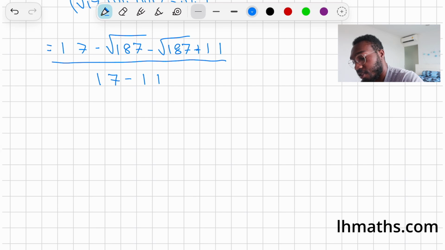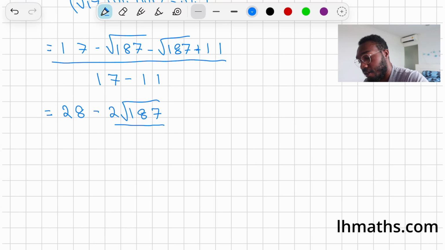If we start to simplify down, we have 17 plus 11, which is 28. We have a minus 1 lots of root 187 minus another lot of root 187. So that's minus 2 lots of root 187. And we have 17 minus 11, which is just 6. But we are not done just yet, because all of those numbers we can divide through by 2.